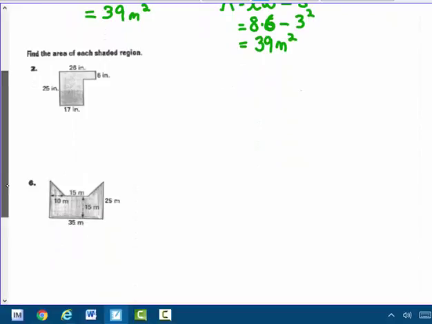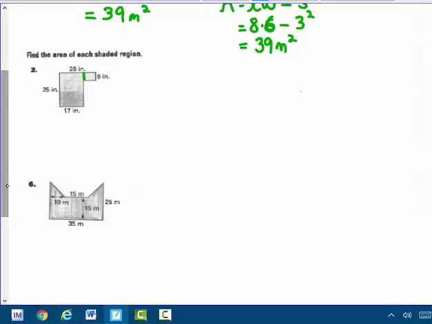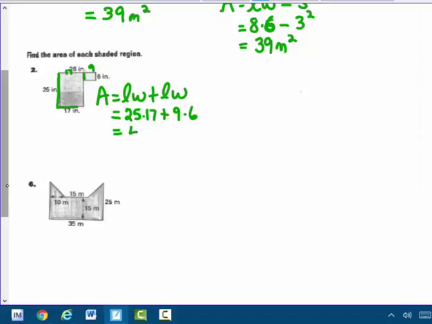Find the area of each shaded region. Well, I'm going to do it this way first. I'm going to take that little tiny rectangle over there on the side. If the whole thing is 26 and this part is 17, then this must be 9. So area equals length times width plus length times width. And I've got a 25 by 17 rectangle on the left there, plus that little tiny one is 9 by 6, right? Or 6 by 9, doesn't really matter. And you get 425 plus 54, which gives you 479 inches squared. Formula, plug in, answer, label.